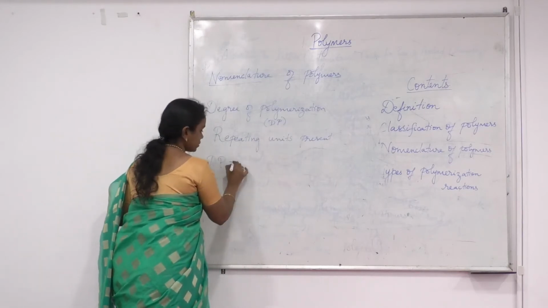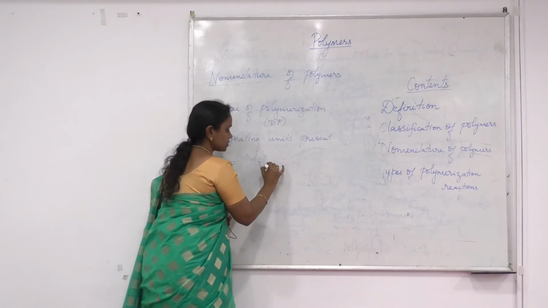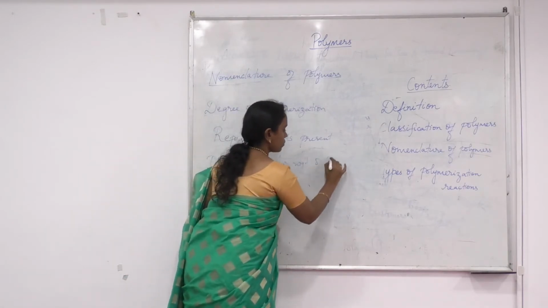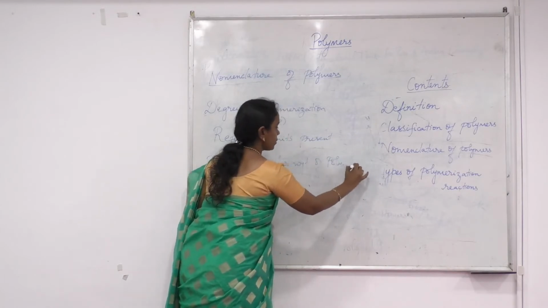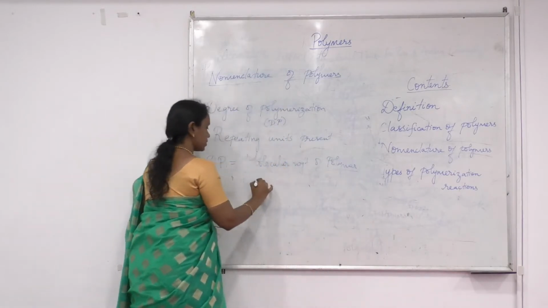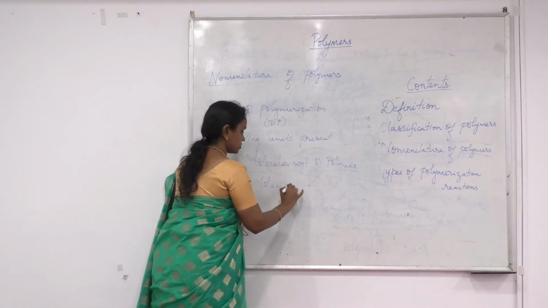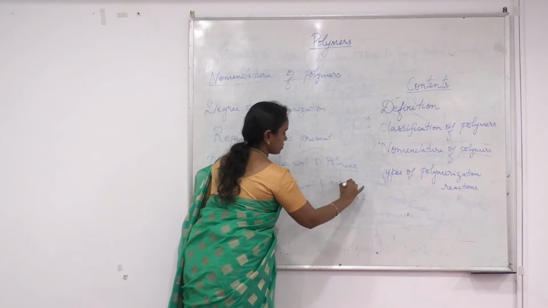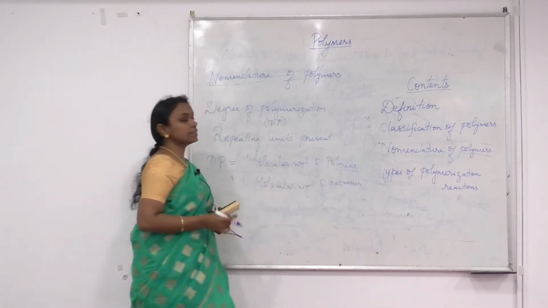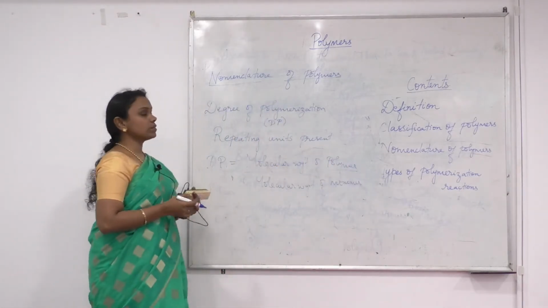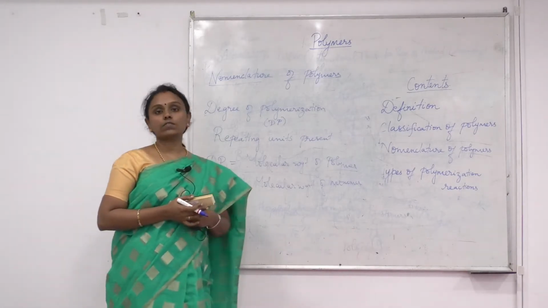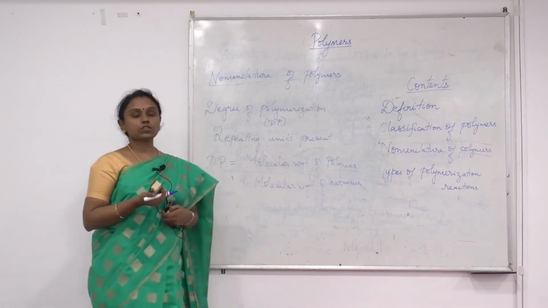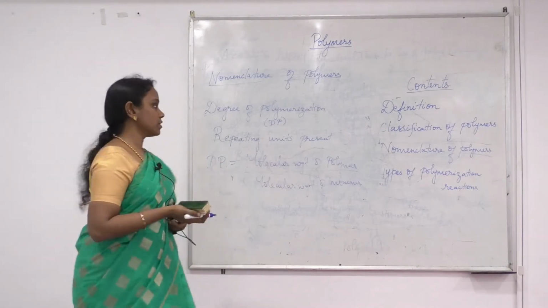Degree of polymerization is equal to the molecular weight of the polymer divided by the molecular weight of the monomer. So the molecular weight of polymers usually ranges between 5,000 to 2 lakhs.